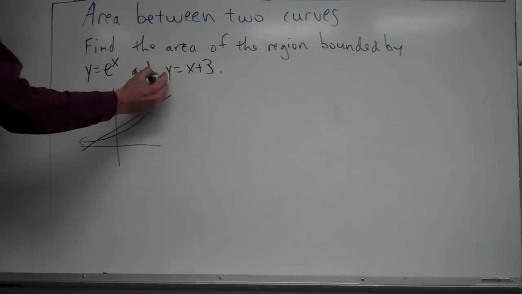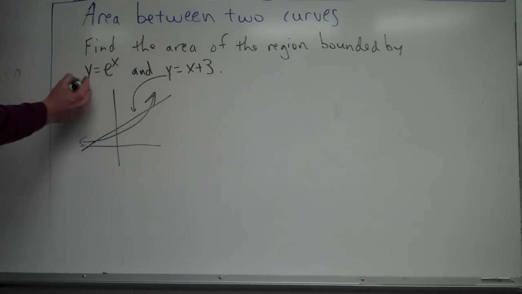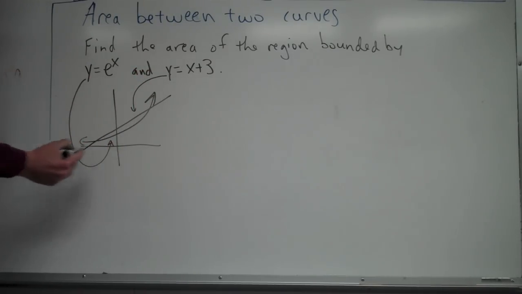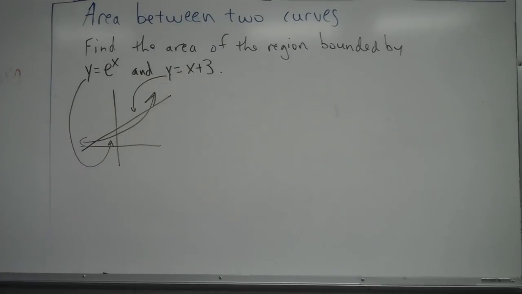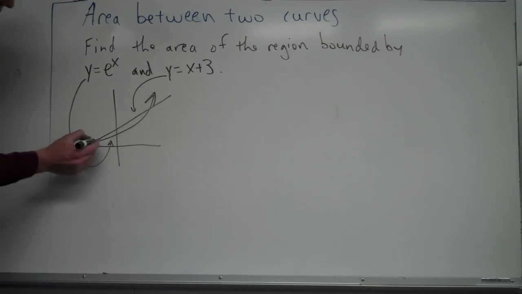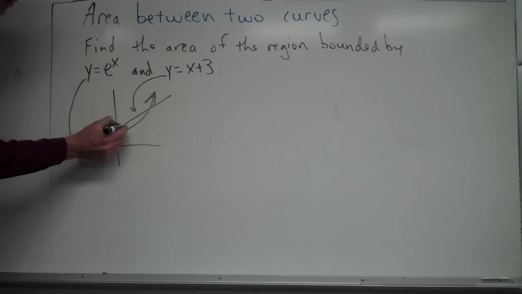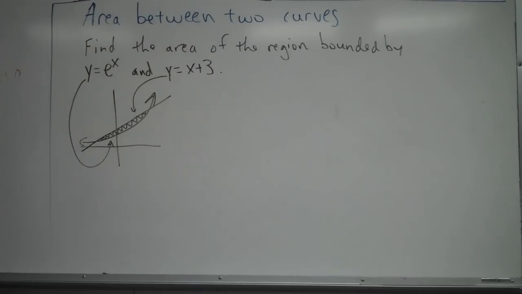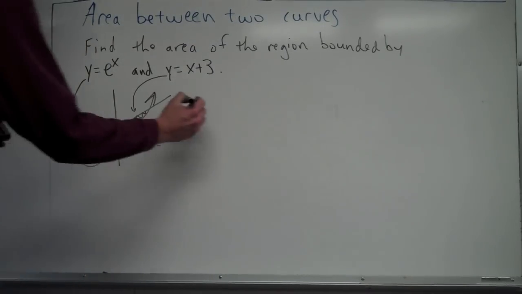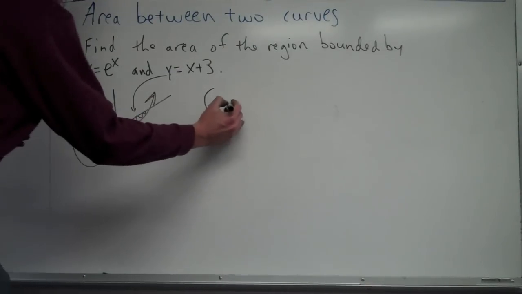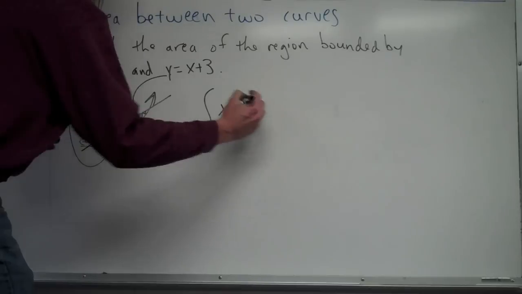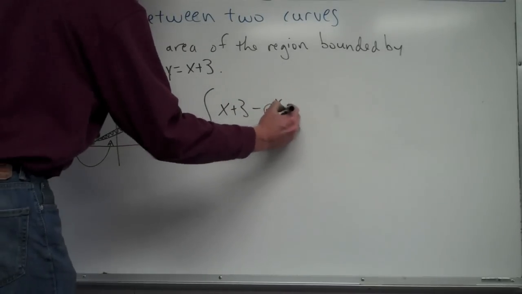But again, both of those are graphs that you should be able to get an idea what those look like. So again, this y equals x plus 3 is the straight line, y equals e to the x is the exponential graph we have right there. So we're trying to find this area right here that's bounded by these two graphs. Okay, that's the area we're looking for. So, this is going to just be the integral of the top curve, which is x plus 3, minus the bottom curve, which is e to the x.